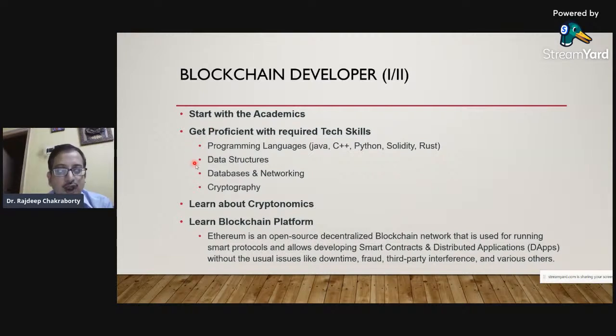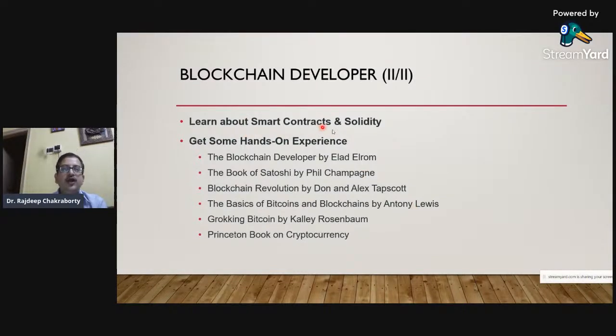Okay, you should have a very good understanding of data structures. You should have a very good understanding of databases, networking and cryptography. Then learn about crypto economics. Crypto economics is one of the aspects of blockchain, and then you learn blockchain platforms. There are various platforms. Ethereum is there. On this platform you learn smart contracts, distributed app development, all these things. Then learn about smart contracts and Solidity. Okay, how to develop the smart contract, and Solidity is the programming language through which you can develop the smart contract. Smart contracts are basically algorithms or programs.